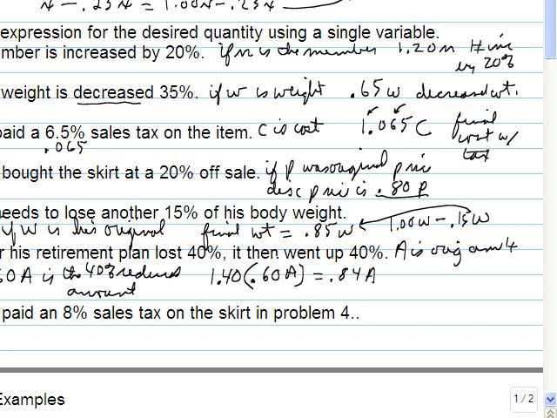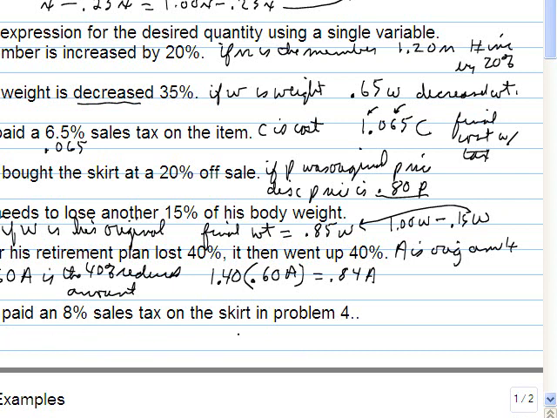That is, if I lose 40% and then I go up 40%, I don't go back to the original amount. I've lost a net 16%. So I've only got 84% of my original amount. That going up 40% did not get rid of the going down 40%. In the last one, we talk about sales tax.